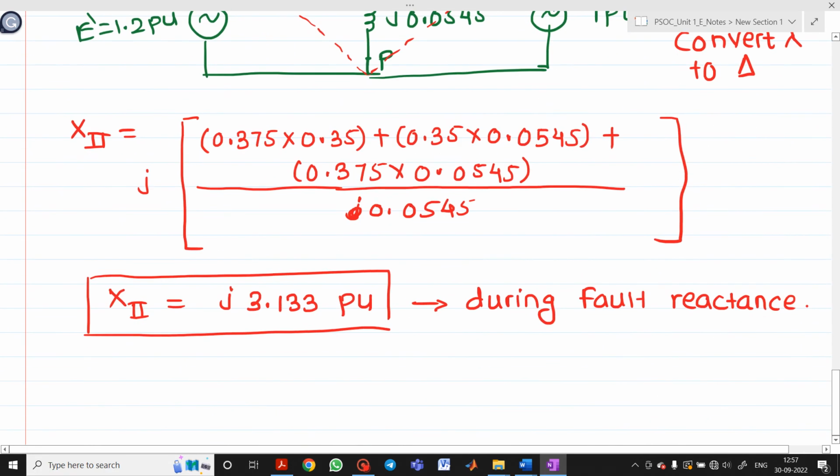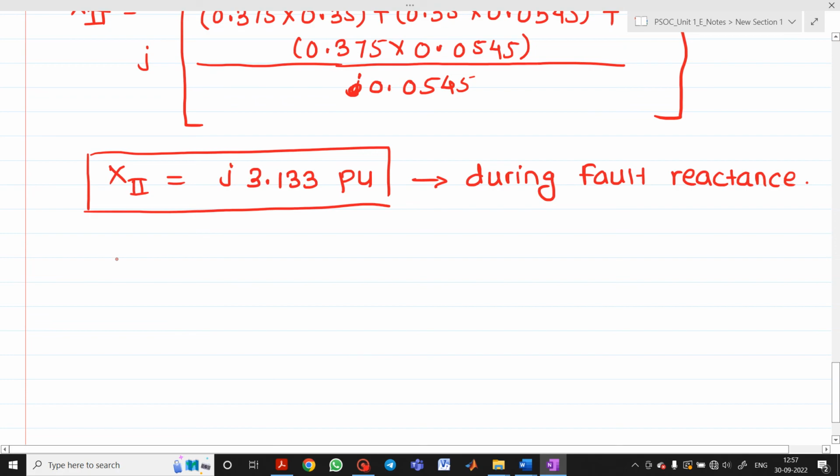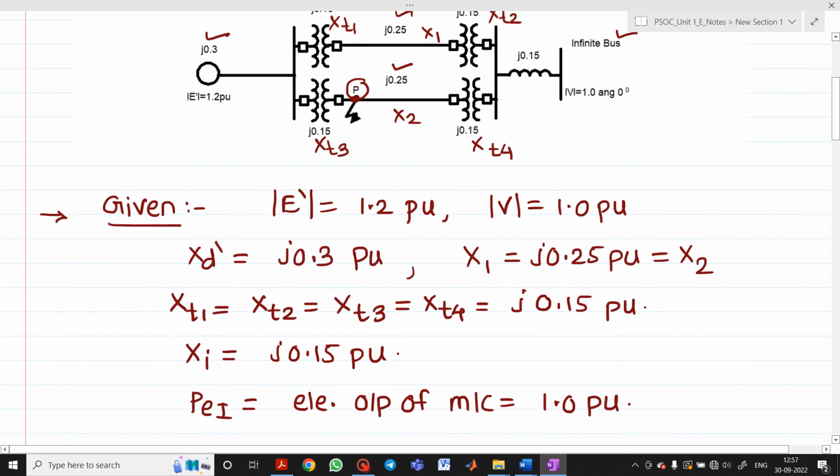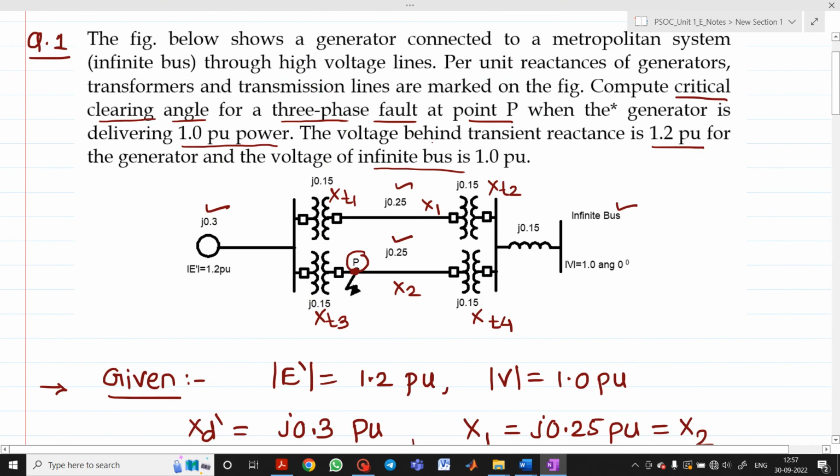Now we have to write for case number 3. What will be case number 3? Case 3 or case C will be post fault. The meaning of post fault is nothing but when your fault has been cleared. Whenever the faulted line is open, the transfer reactance will be what? As the fault is at this point, this line will be open. So what will be the effective reactance? 0.3 in series with 0.15, in series with 0.25, in series with 0.15, in series with 0.50.